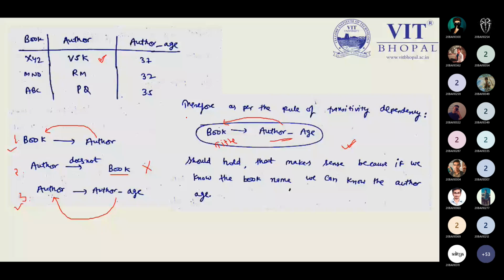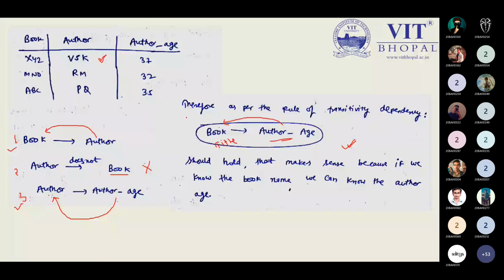But an author belongs to an individual identity as a person, so he has some age. So BSK is 37, RM is 32 and PQ is 35. This is only random data I have taken over here, not my actual age. So author determines the author age, and the age is dependent on the author. That is the point we have to understand.